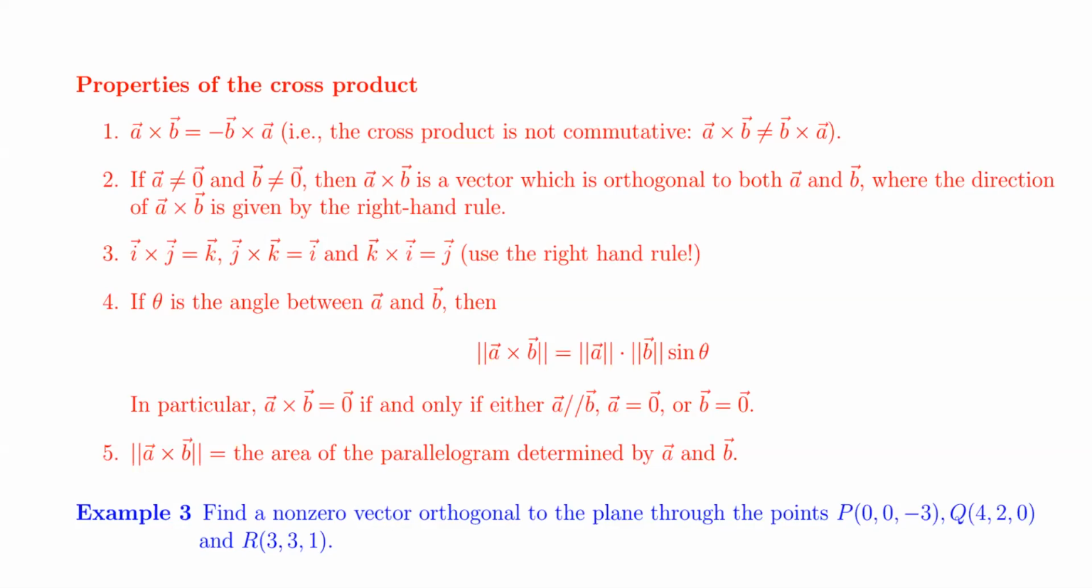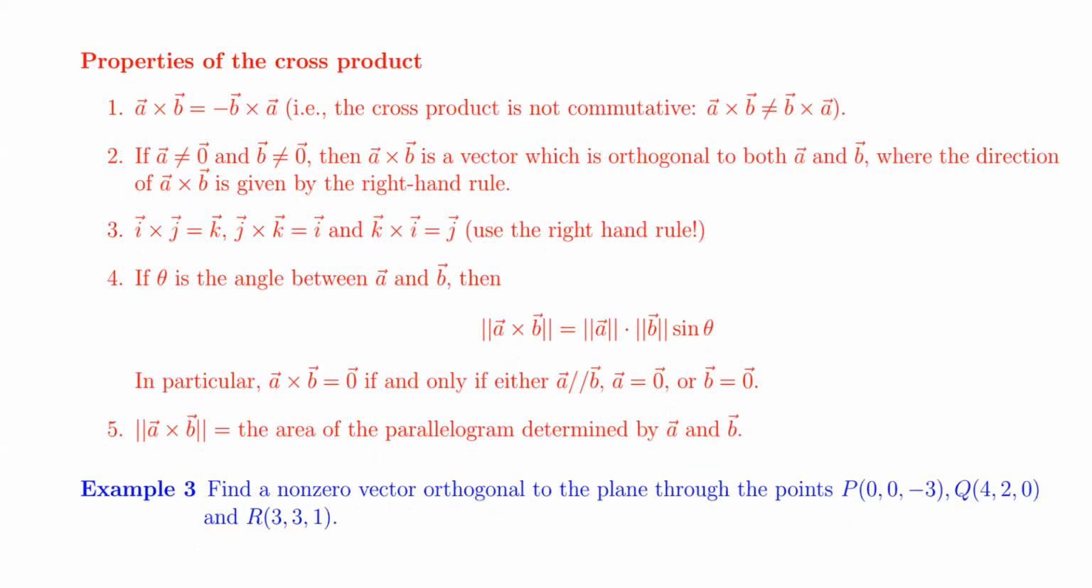Moreover, let's look at property 4. Property 4 says that if theta is the angle between A and B, then the magnitude of the cross product A cross B is just equal to the magnitude of A times the magnitude of B times sine theta.